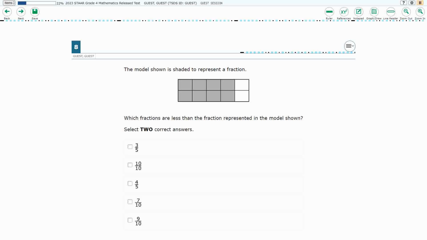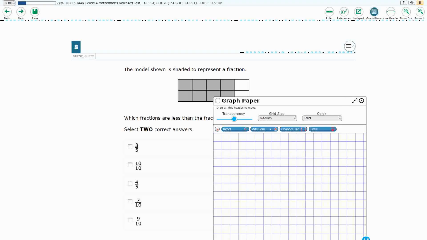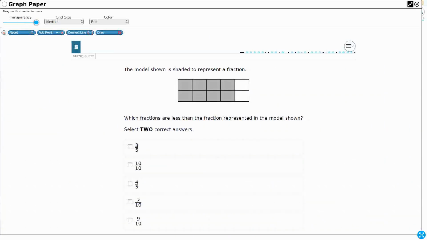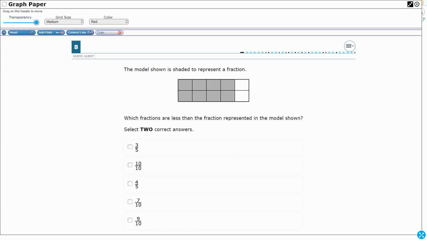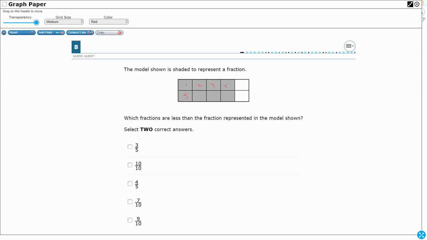So we have a multiple select here. We need to find two correct answers. And we need to find which fractions are less than the fraction represented in the model. Okay, so they don't give it to us. They're going to make us do a little bit of work. What do I have here? I've got 1, 2, 3, 4, 5, 6, 7, 8 out of 10. 8/10. Okay, so I need to find two fractions that are less than 8/10.